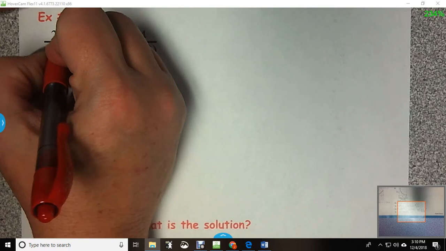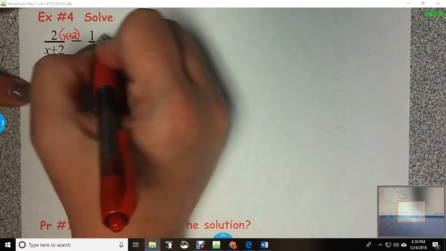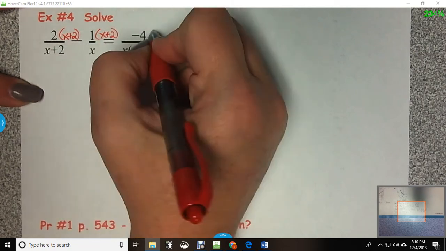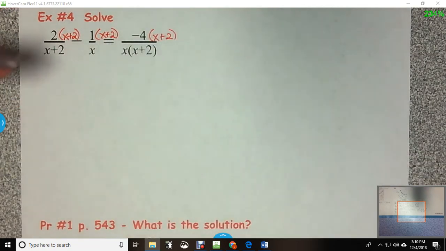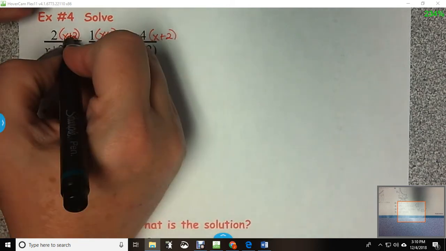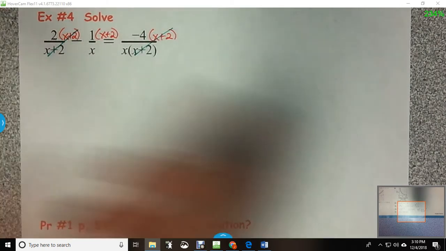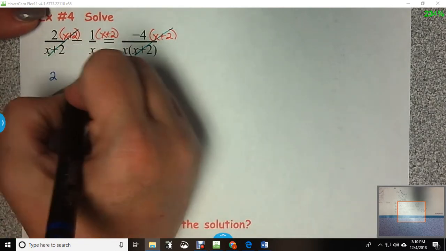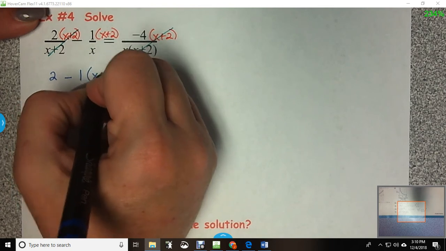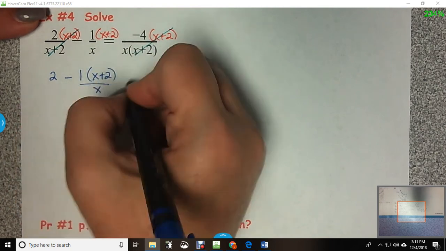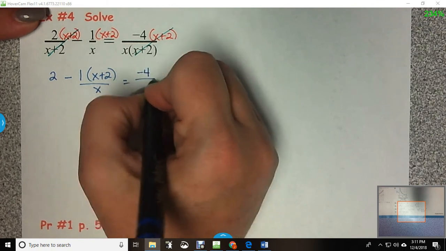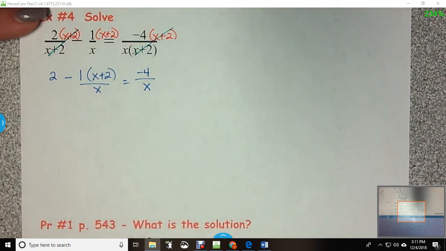Okay, so what I'm going to do to get rid of the x plus 2 is I'm going to multiply by x plus 2 only in the numerator, but I'm going to do it for every single term in the problem. Okay, as long as you do it everywhere, it's fine to do that and you don't have to do top and bottom. But look what happens in this term. They cancel. And in this term, they cancel. And now I'm left with 2 minus 1 times x plus 2 over x equals negative 4 over x. Fractions are almost gone.